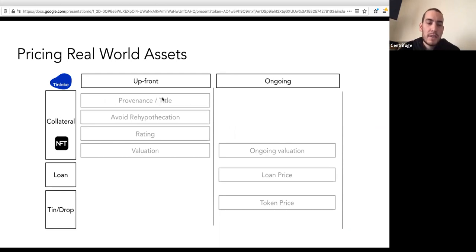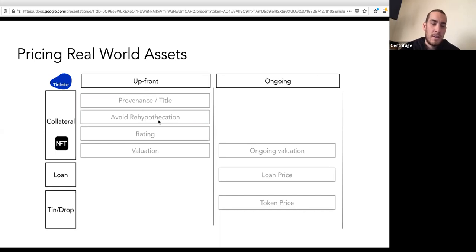You have the provenance and title, which is making sure that the legal paperwork is actually correct, and that the asset that is represented by this NFT in Tinlake is also properly transferred to the SPV, so that the SPV has this legal claim, and you can be safe in case something goes wrong.